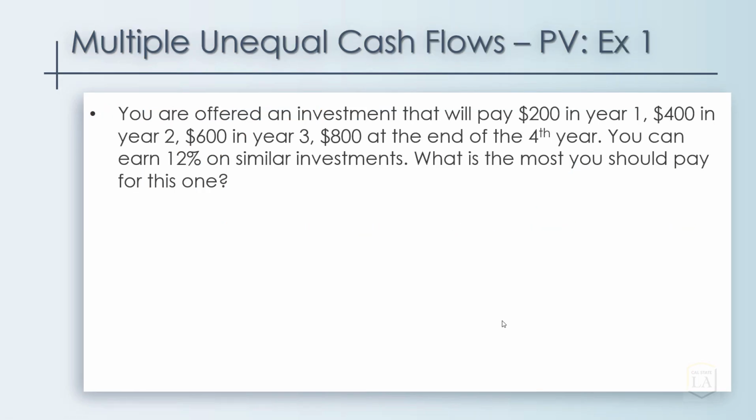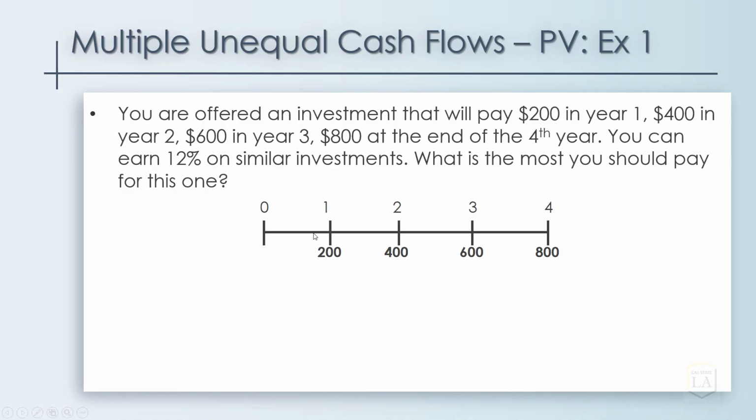Now then, why don't we move on to the unequal cash flows present value. So here we're going to just reverse the order, and with all the different cash flows that we have throughout the time period, we want to figure out how much it would be worth in today's value. So let's start with another example. You're offered an investment that will pay you $200 in year 1, $400 in year 2, $600 in year 3, and $800 in the 4th year. With interest rate being 12%, what would be its equivalent value in today's money?